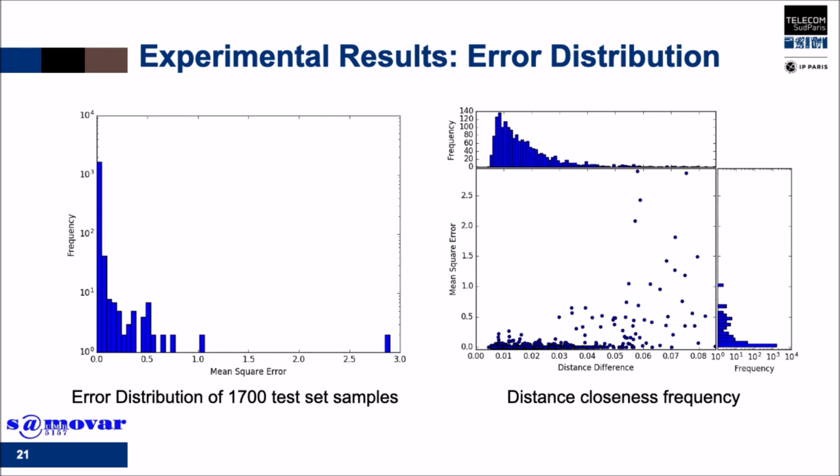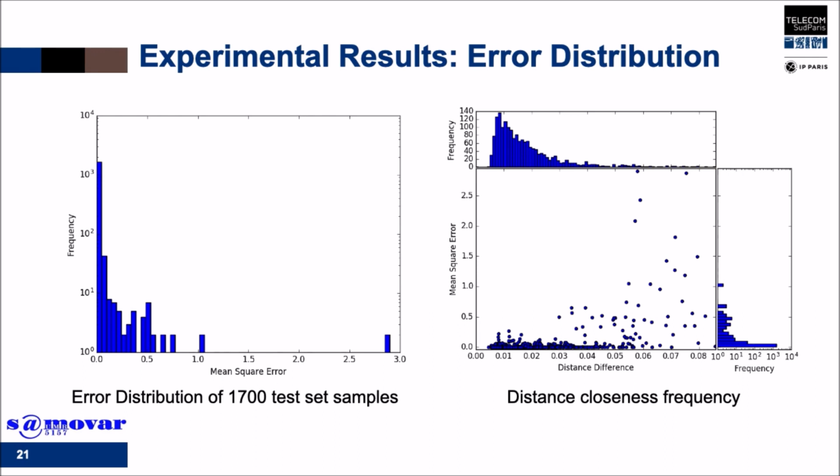Finally, we study the error distribution of the test set. On the left figure, you find on the y-axis the frequency of errors, which is log-scaled, and on the x-axis the mean square error of each of the 1700 test samples. It can be seen clearly that most of the errors are very, very close to 0, and only very few outliers are spread along the length of the table.